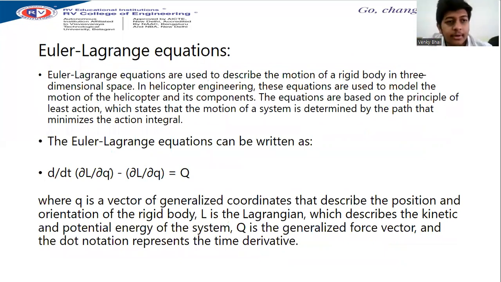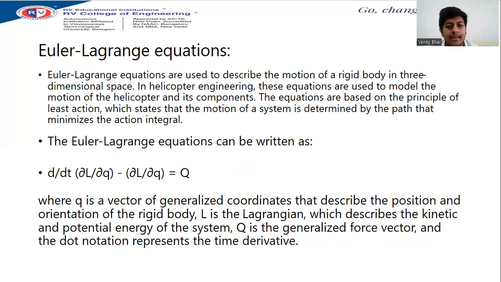The next component we're going to talk about is Euler-Lagrange's equations. Euler-Lagrange's equations are used to describe the motion of a rigid body in three-dimensional space. In helicopter engineering, these equations are used to model the motion of the helicopter and its components. The equations are based on the principle of least action, which states that the motion of a system is determined by the path that minimizes the action integral.